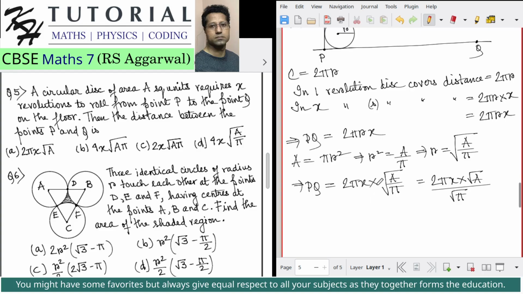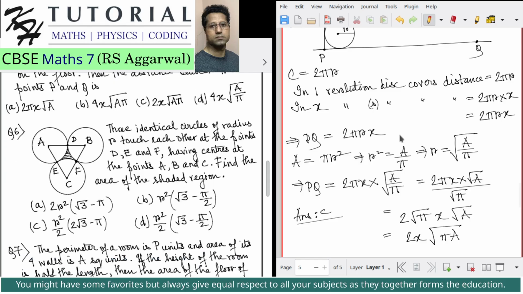So square root of pi will divide pi, and this becomes 2 into square root of pi multiplied by x multiplied by square root of A. This is equal to 2x multiplied by square root of pi A. This should be the distance PQ. So the correct choice is C. C is the correct choice.